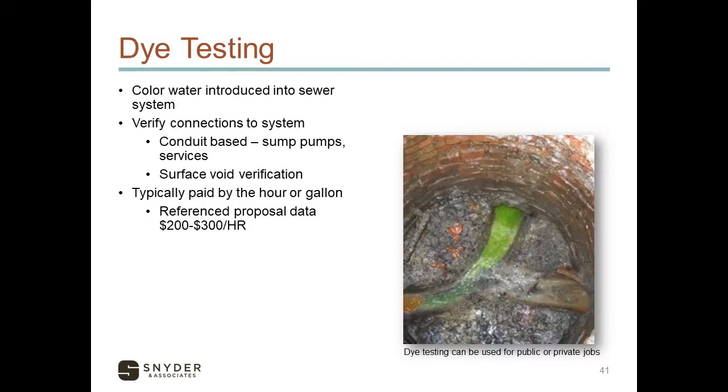Dye testing is pretty much the same approach. We're putting a material into the sewer that we can trace sources, whether that's a surface void or a certain service connection. So the connections that we would typically identify are going to be conduit based, any sump pumps, sewer services going into the sewer main, and then surface void verification.